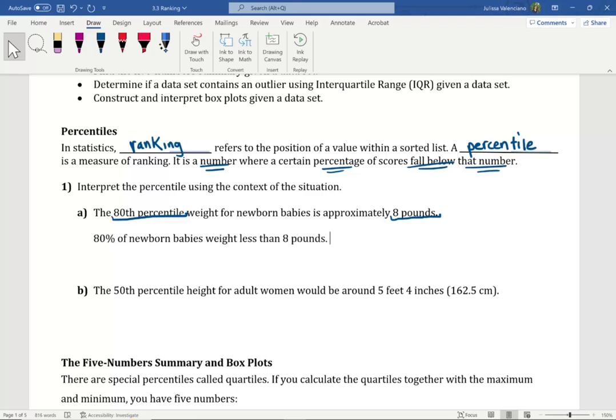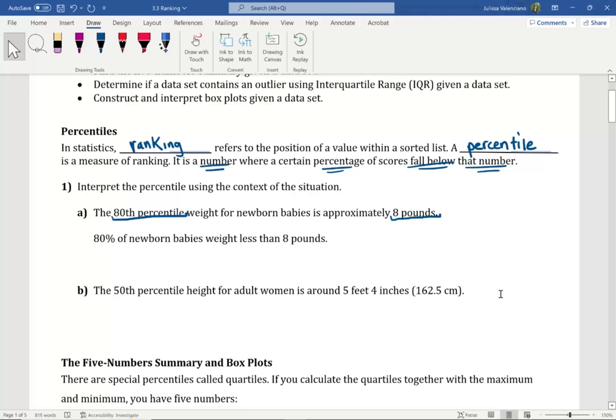So again, if 8 pounds is the 80th percentile, this means that 80% of the data values, in this case the weights of newborn babies, are less than 8 pounds. A percentile is a number where a certain percent of scores fall below that value. Okay? Now I'm going to let you do part B on your own.